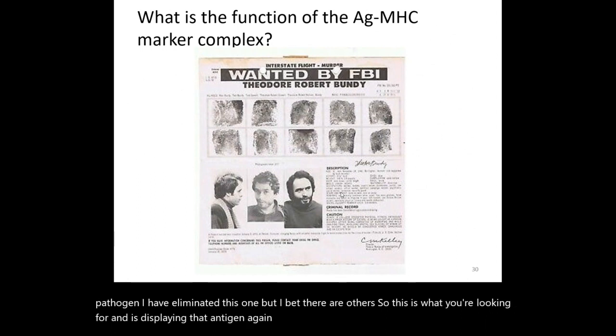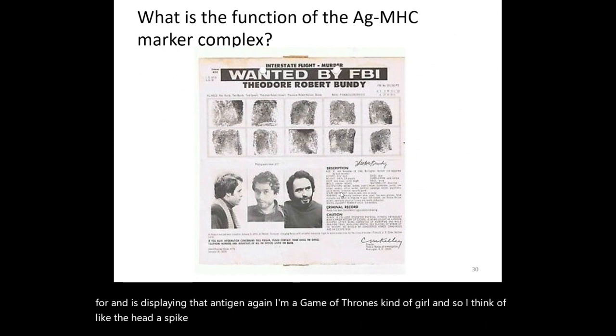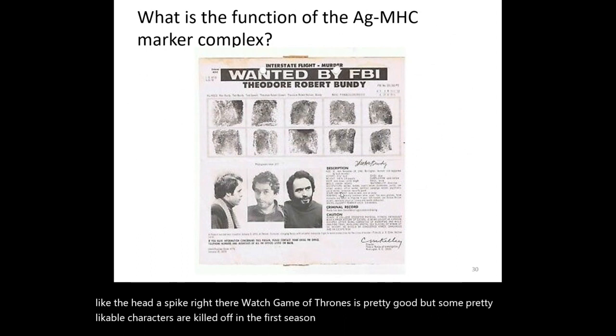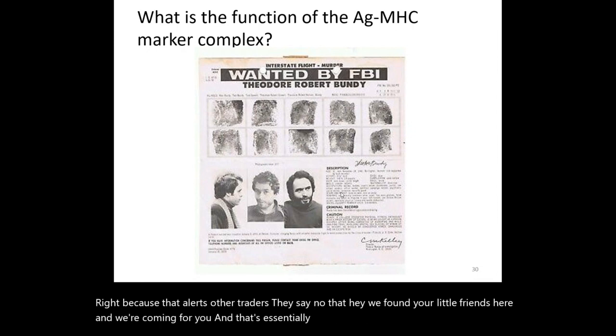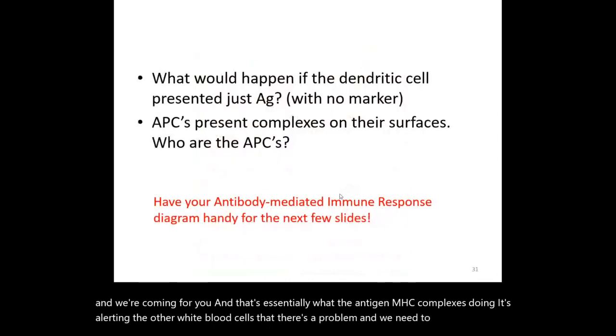Again, I'm a Game of Thrones kind of girl. And so I think of like the head on a spike, right? If you haven't watched Game of Thrones, it's pretty good. But some pretty likable characters are killed off in the first season, and their head is displayed up on spikes, right? Because that lets other traitors, they say, know that, hey, we found your little friends here and we're coming for you. And that's essentially what the antigen MHC complex is doing. It's alerting the other white blood cells that there's a problem and we need to go hunt them down.